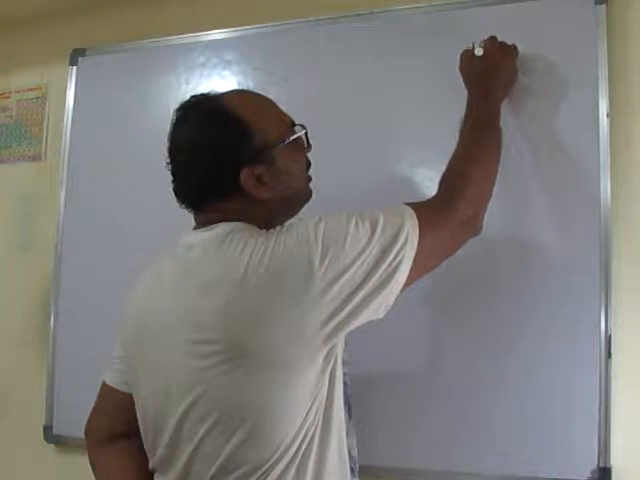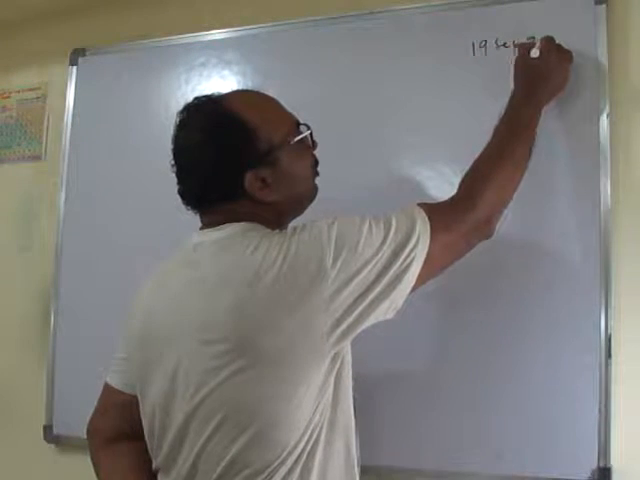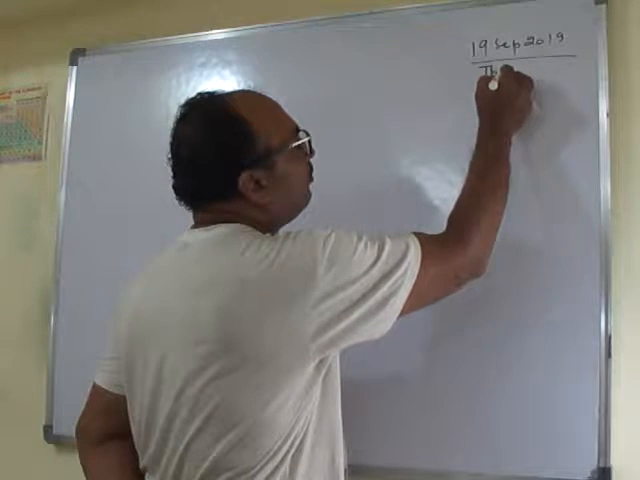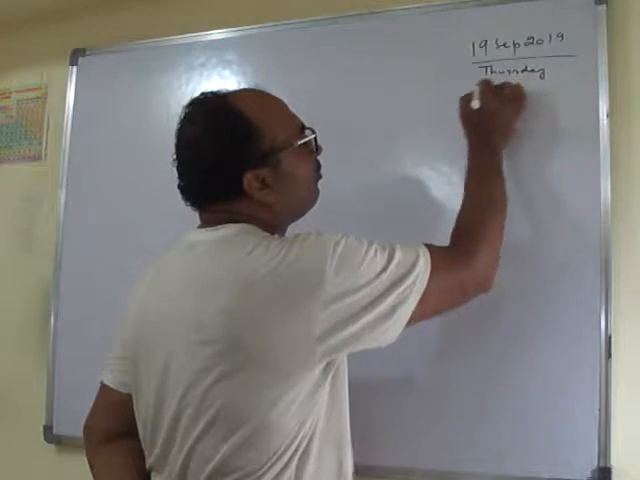Today's date is 19th September 2019, and today is Thursday, right?